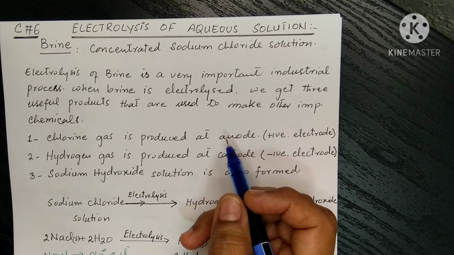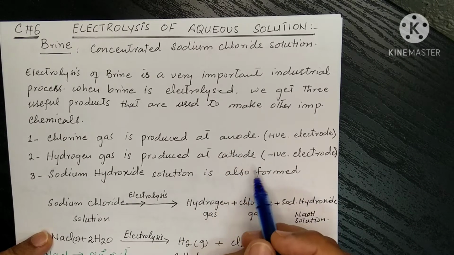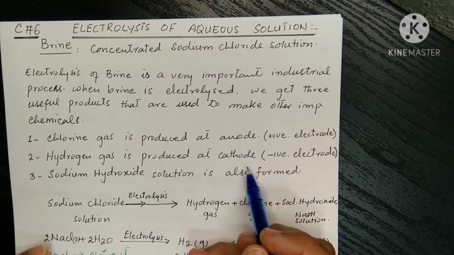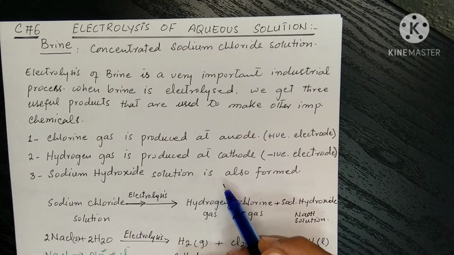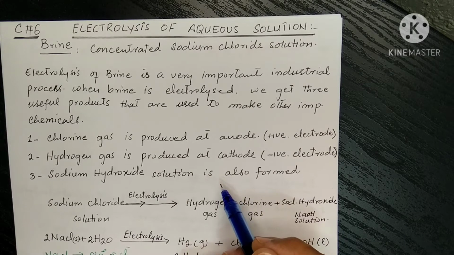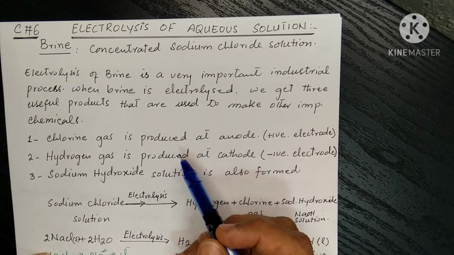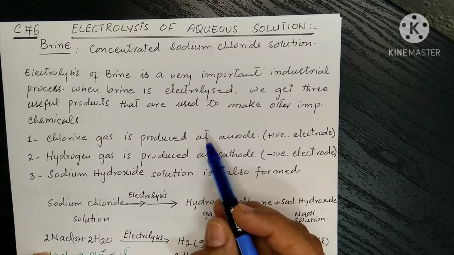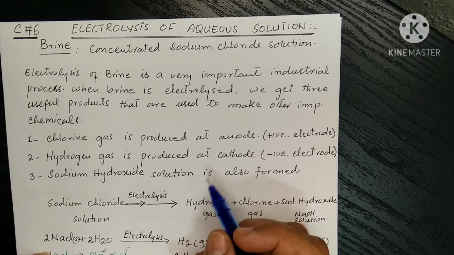For example, if we electrolyze the concentrated solution of sodium chloride, we get chlorine gas at the anode, that is the positive electrode. Hydrogen gas is produced at the cathode, the negative electrode, and the resulting solution is basic or alkaline in nature because it contains sodium hydroxide solution. So by the electrolysis of brine, we get three products, and these products are very important because they are used to make other chemicals.